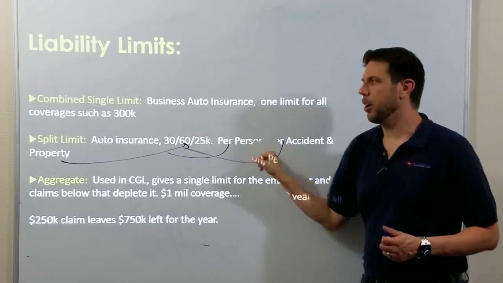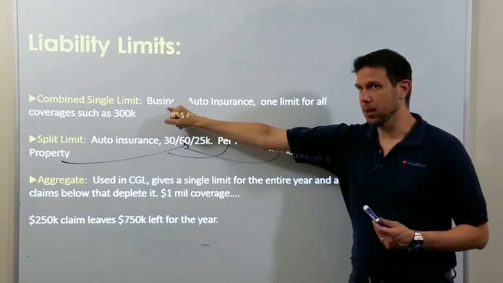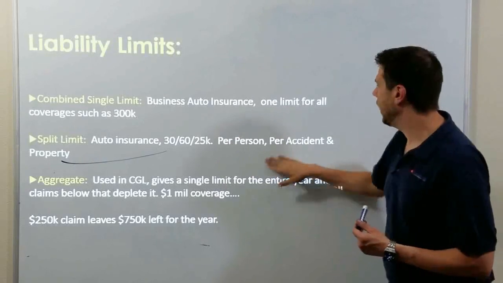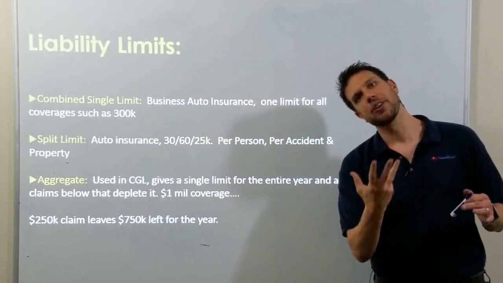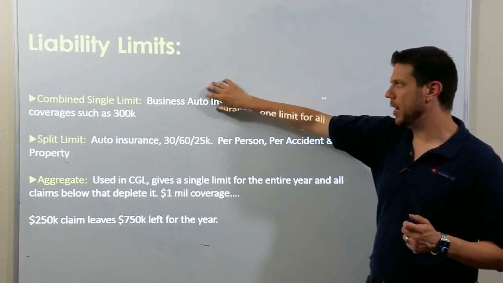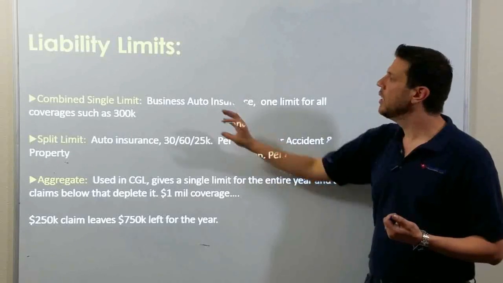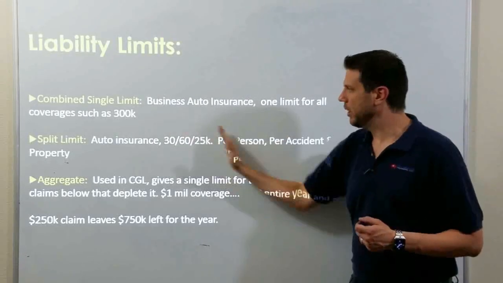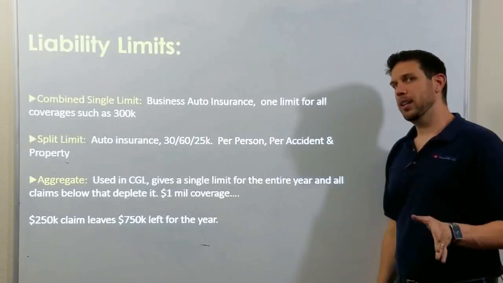That's personal auto insurance. Business auto uses combined single limit. Instead of having different limits for different areas, you just get one big limit and throw everything underneath that. It's like an umbrella policy. Combined single limit is what business auto uses. Split limit is what personal auto uses. You have different limits of liability.